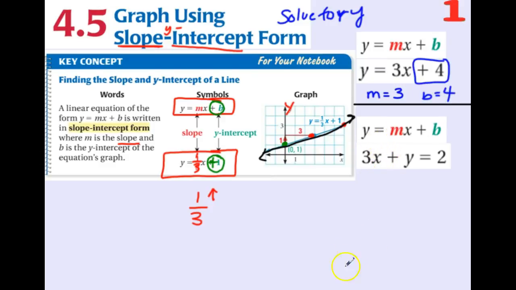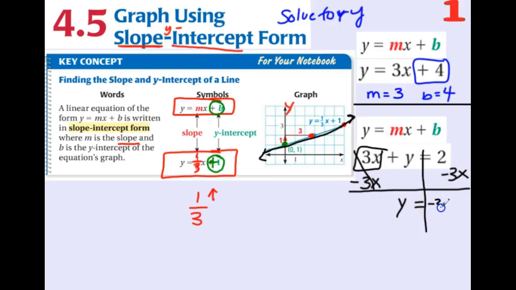Alright, this one is not solved for y, so we need to do that first. I need to move this 3x over to the other side. The opposite of a positive 3x is negative 3x. Those eliminate. We have y equals, now our x's are first, negative 3x, and that's a positive 2, so plus 2.